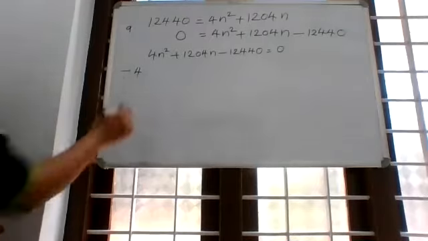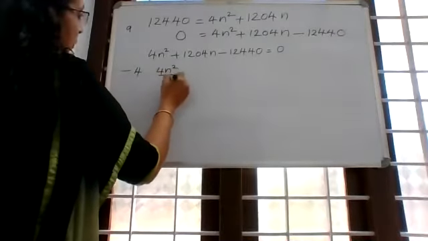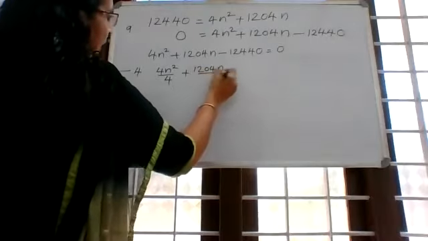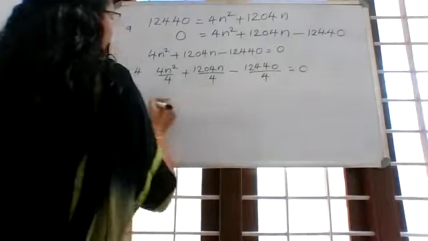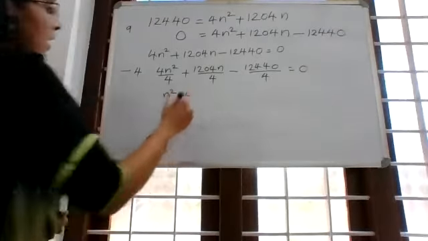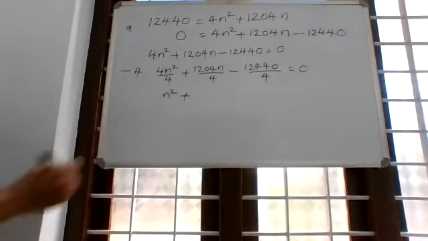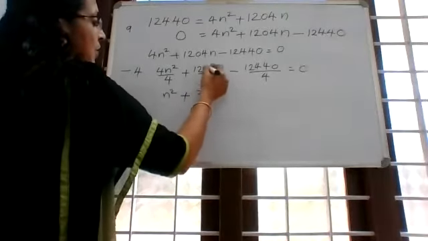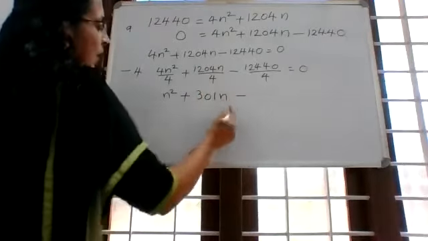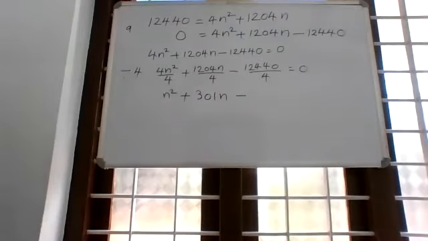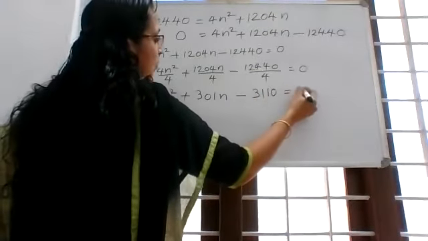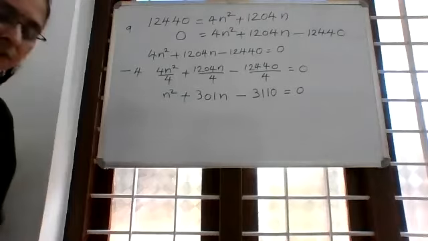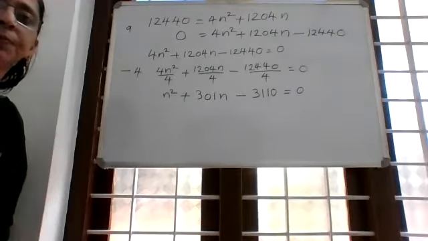Dividing throughout by 4: 4N square by 4 plus 1204N divided by 4 minus 12440 divided by 4 is equal to 0. So 4 cancels, it will become N square plus 301N. 4 threes are 12, 4 zero, 301N. Next minus 12440 divided by 4 is 3110, equal to 0. Up to this understood, I think so. Then next what we want to do?